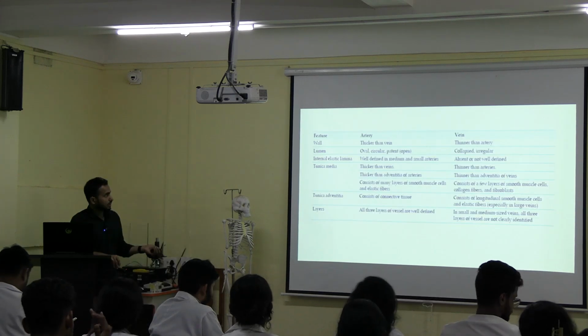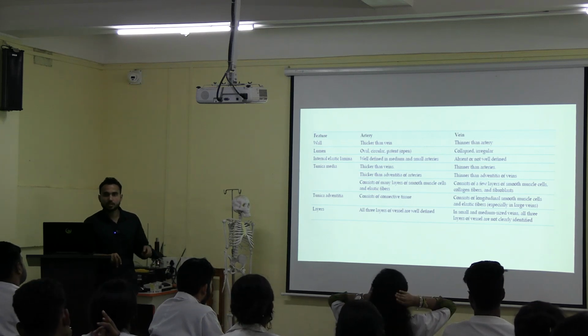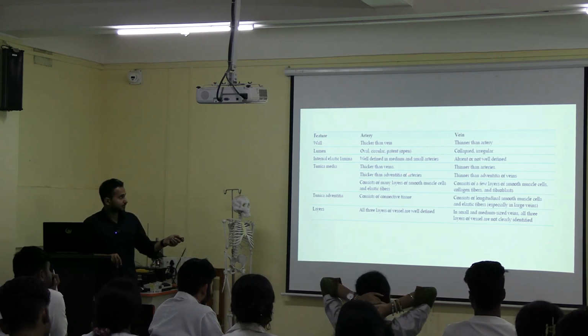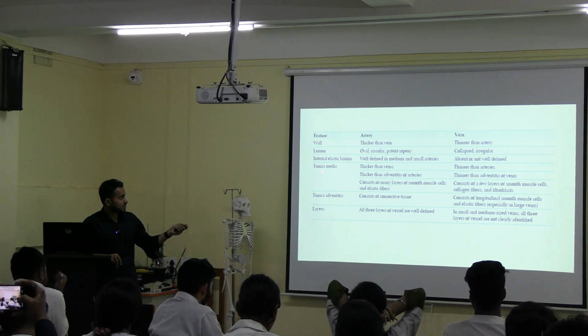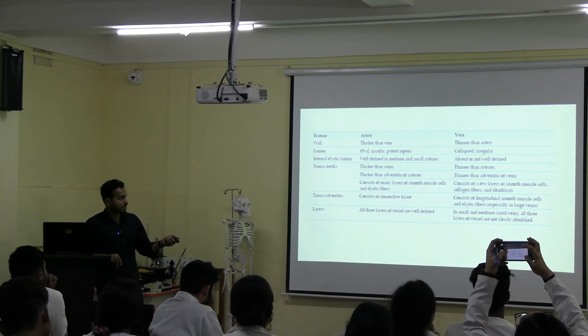Okay, now this is the difference between the artery and vein. Okay, till now whatever we have discussed, here you can see the difference. All the layers are mentioned, what is present in arteries, what are present in veins. Okay, as you can see over here.